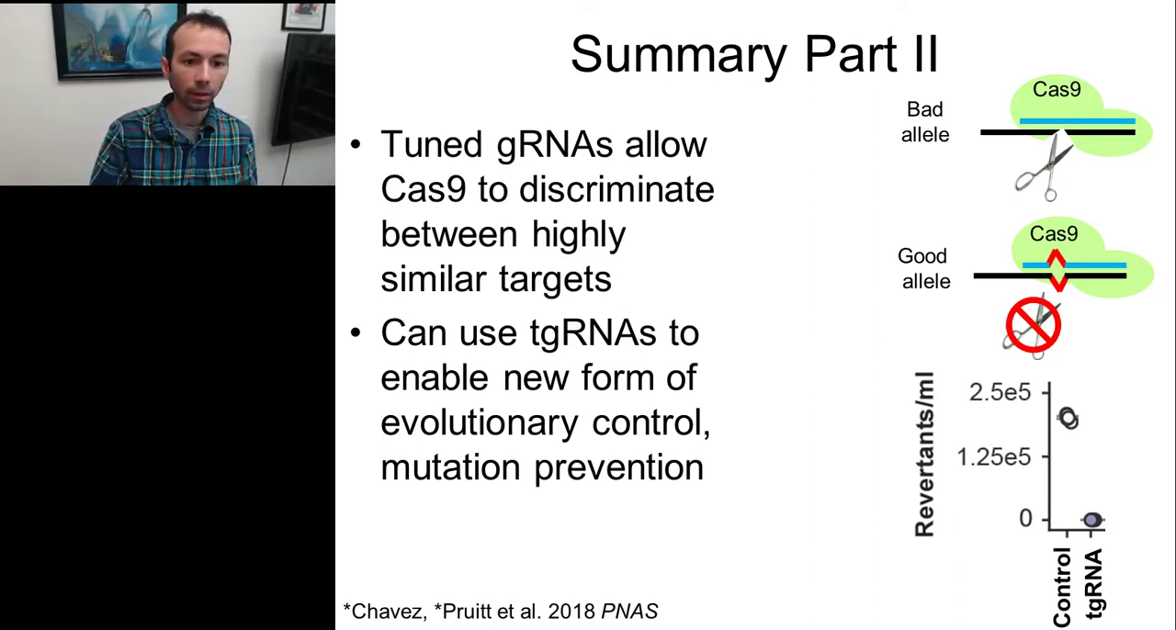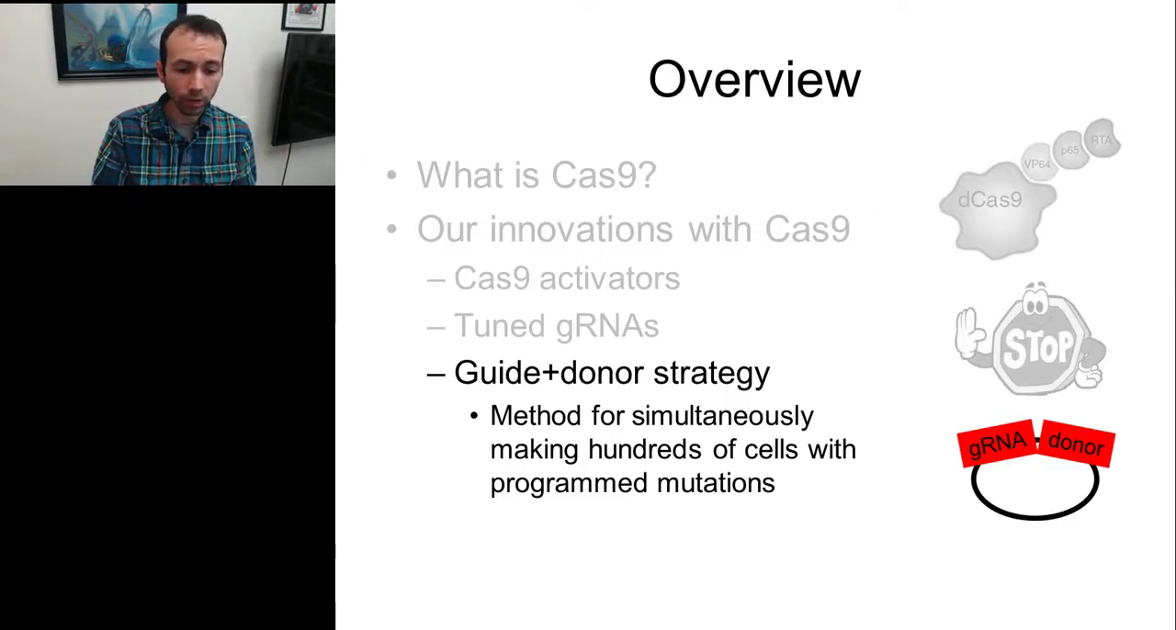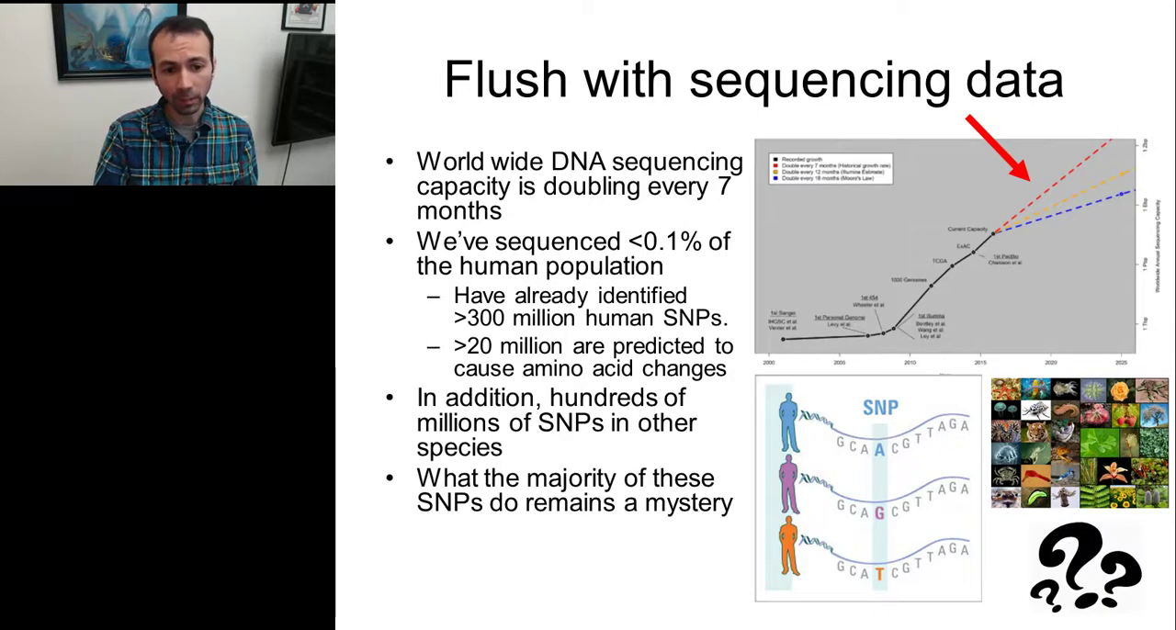All right. And for the final part of my talk, I'll tell you about our work on our guide plus donor strategy. This is really a method for allowing us to simultaneously make hundreds of cells with programmed mutations all at once. A little bit of background: as you all know, the world is becoming flush with sequencing data. Worldwide, sequencing capacity seems to be doubling about every 7 months. And right now, we've sequenced less than 1% of the human population.